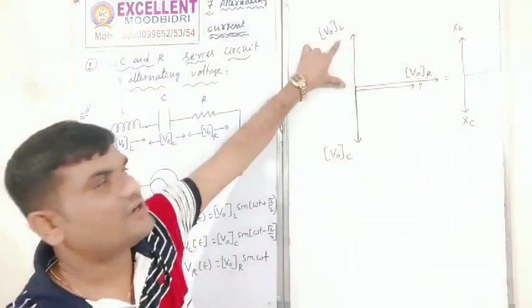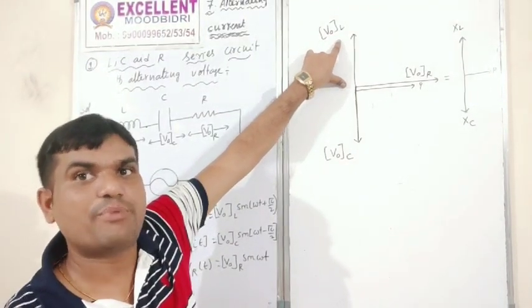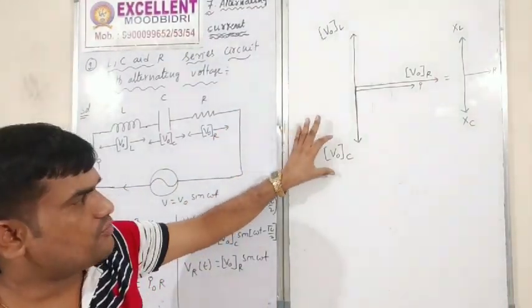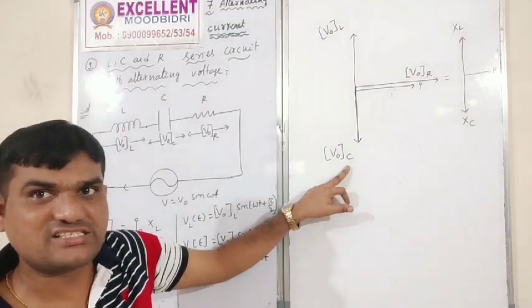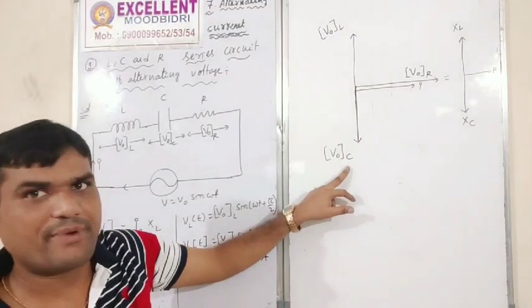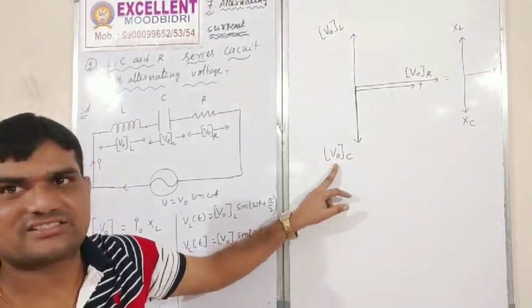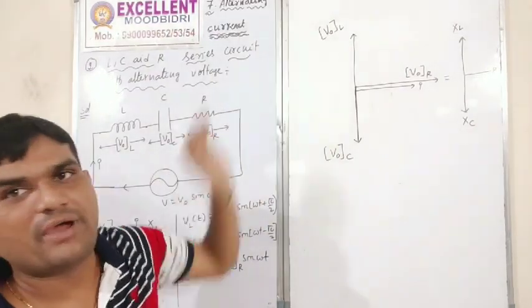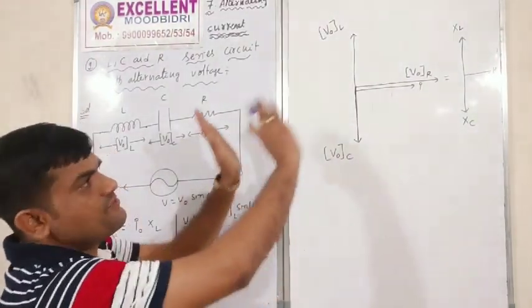This is the VL. Voltage leads by pi by 2. Then V naught C means the voltage across the capacitor, which lags. How much does it lag? Pi by 2. It is lead pi by 2, lag pi by 2. Correct? Right. So everything is fine.